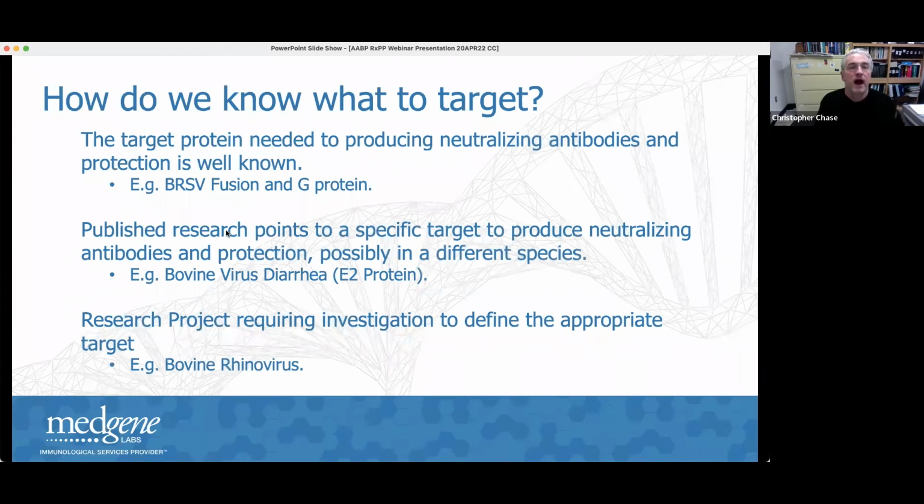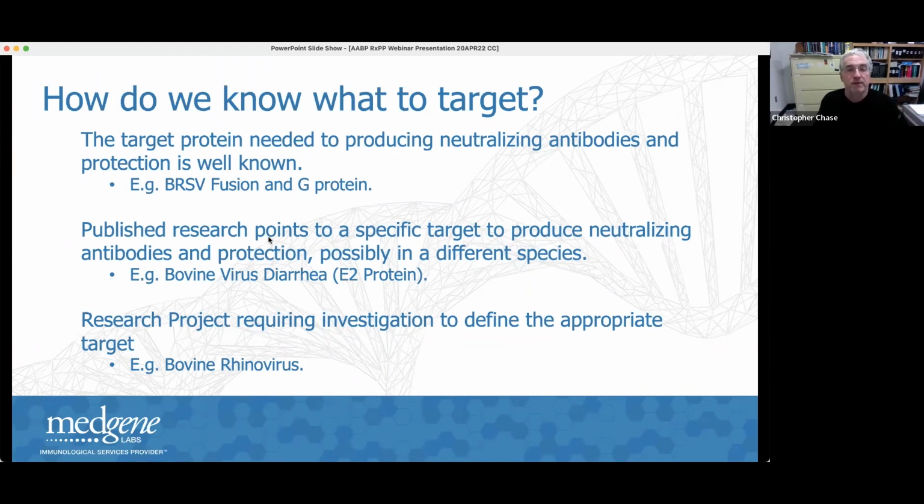Okay, and so how do we know what to target? Again, this gets back to our understanding of the pathogenesis of the organism. We know that if it's a protein that is a neutralizing antibody that's important for the virus to get in the cell. We know that, for example, with COVID-19, the spike protein is important for attachment and getting into the cell. We know for BRSV that it's the fusion and the G protein. So again, we can just work with those.